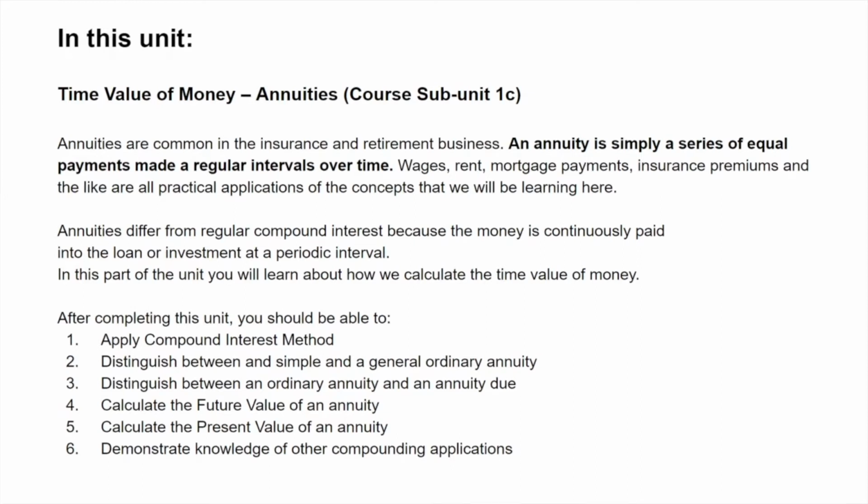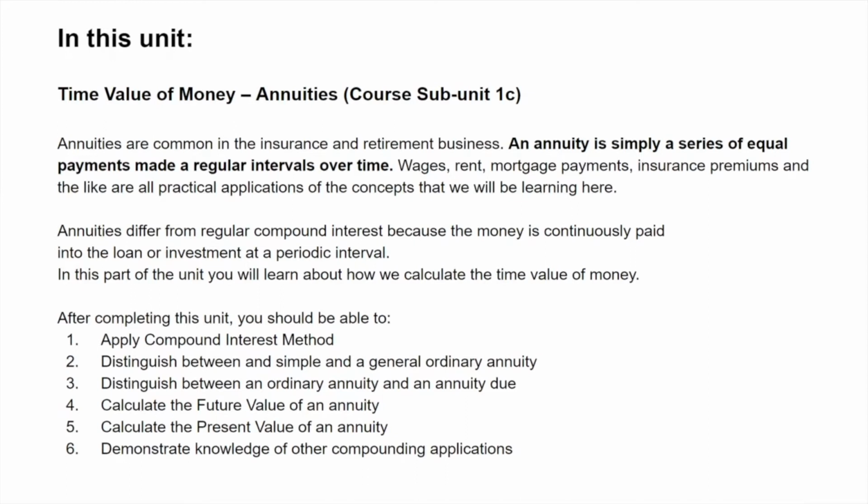So this part of the unit, we're going to look at that. Here specifically is the breakdown of all the things we're going to look at. We're going to apply the compound interest in order to calculate this annuity. We're going to distinguish between something called a simple and a general ordinary annuity.